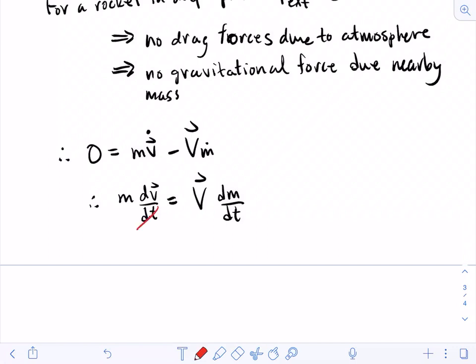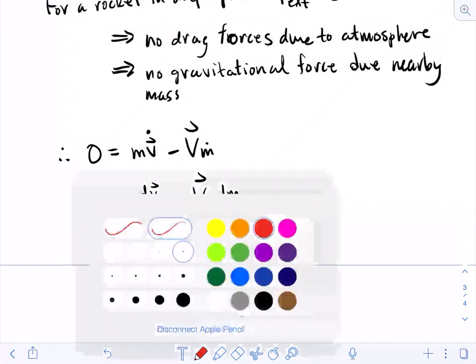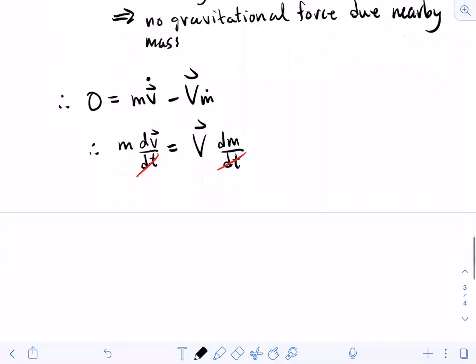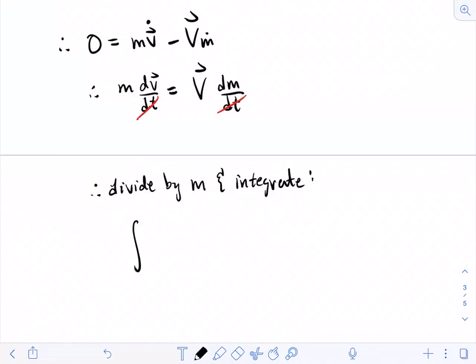We have two terms, each with a derivative with respect to time, so we can cancel that dt. Therefore, if we divide by m and integrate, what do we get? We get the integral of dv is equal to the integral of V dm over m.